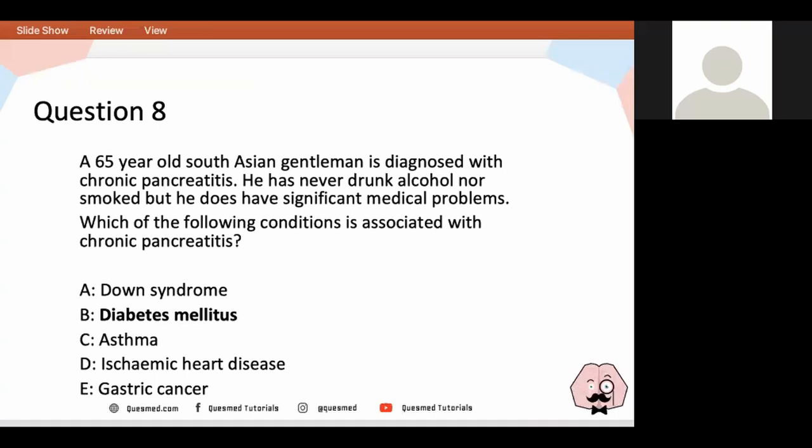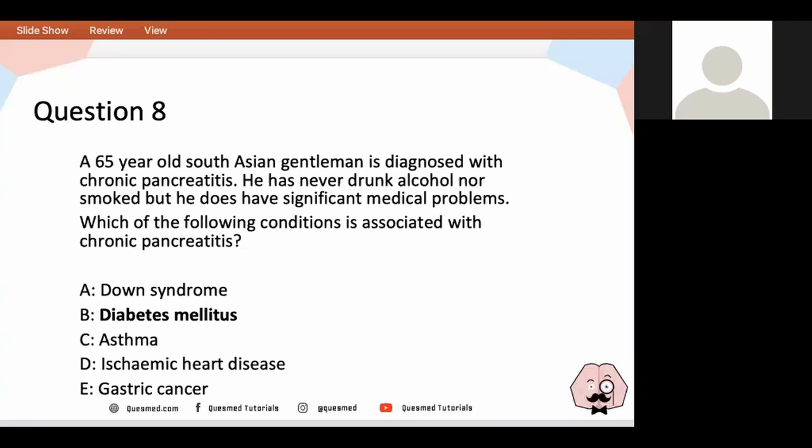Good, the majority of people got this correct. So diabetes may complicate chronic pancreatitis. This occurs because in chronic pancreatitis, you have inflammation of the pancreas and the pancreas then suffers ongoing fibrosis. This means that you have destruction of the endocrine function of the pancreas, and so your pancreas will then not produce as much insulin and somatostatin and glucagon and things like that. So the patient essentially develops diabetes as a result of this ongoing chronic inflammation.